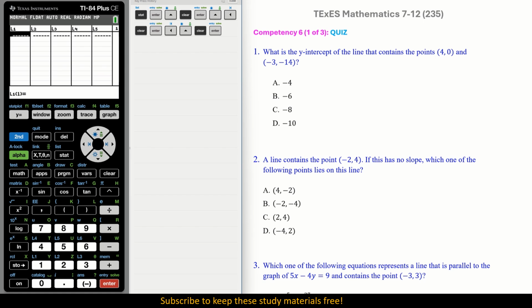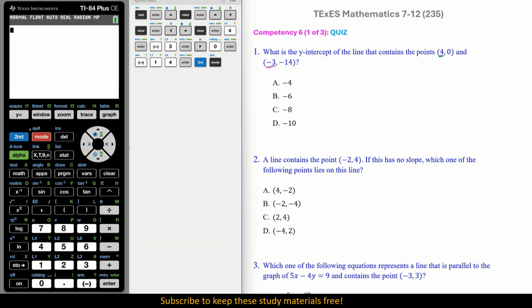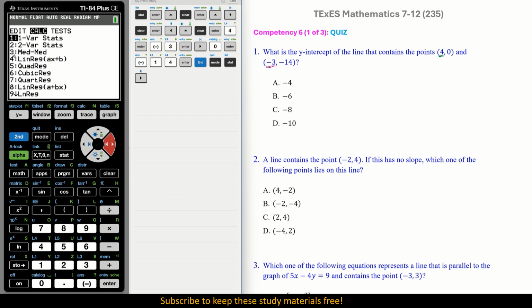Okay, so what do we need to do? We need 4, enter. That's our first x, and then our second x is -3. Then you enter, arrow over to the right. Let's enter our L2 column, and that will be 0, enter, and -14, and enter. Now, remember, we need to push second mode to back out, push stat again, but this time we arrow to the right for calc, which is calculate, and we want number 4, that's our linear regression.